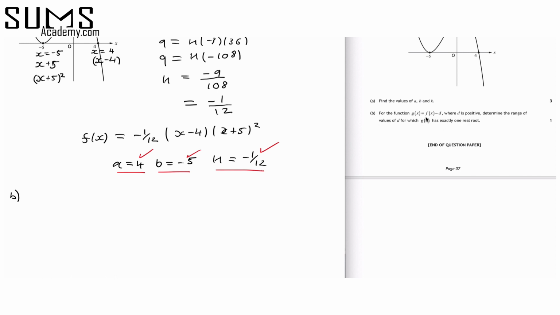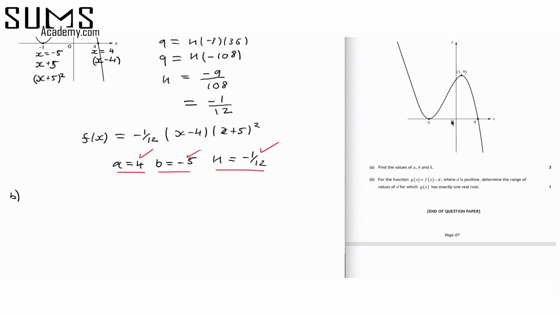For the function g of x equals f of x minus d, where d is positive, determine the range of values of d for which g of x has exactly one real root. Okay, so let's think about this. If it's a minus, this is going to be lowering the graph somehow. So if we want it to have exactly one real root, the graph has to be shifted down.